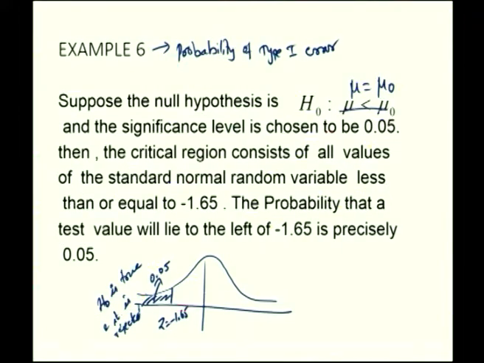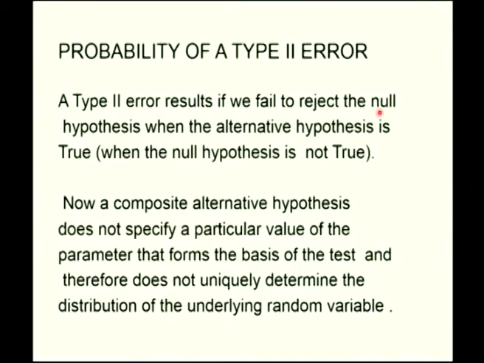Next, probability of type 2 error. Type 1 error is rejecting H naught when it is true. Type 2 error is accepting H naught when it is false, that is, not rejecting H naught when the alternative hypothesis is true. In the sense, a type 2 error results if we fail to reject the null hypothesis when the alternative hypothesis is true. You just have to carefully read, fail to reject in the sense accepting the null hypothesis when it is false. So, you just coin the words: fail to reject the null hypothesis when the alternative hypothesis is true.